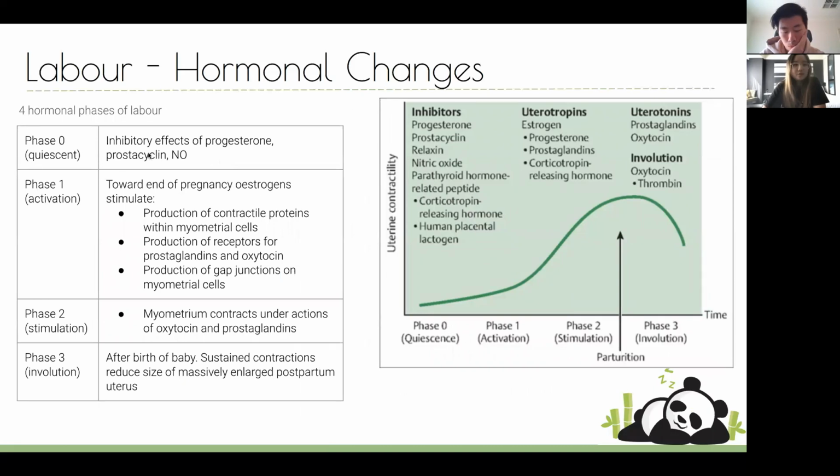So you have these 4 hormonal phases. Firstly, phase 0 or quiescent. You have the inhibitory effects of progesterone, prostacyclin, nitrous oxide. You have phase 1, activation, and that's towards the end of pregnancy, estrogen's stimulating these changes. So that's your uterotropins. And then phase 2, stimulation, the myometrium starts contracting under the actions of oxytocin and prostaglandins, uterotonins. And then phase 3, which is involution, and that happens after the birth of the baby. And you have a few sustained contractions to reduce the size of the uterus.